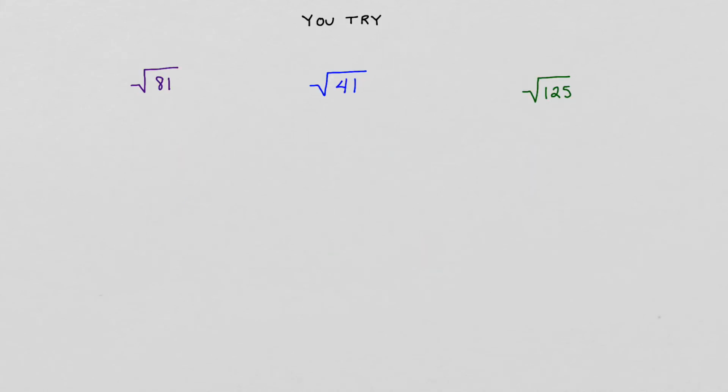Okay, now it's your turn. You have the square root of 81, the square root of 41, and the square root of 125. Go ahead and take some time to simplify these square roots, if possible. When you are ready, go ahead and press play, and we will review these problems together.